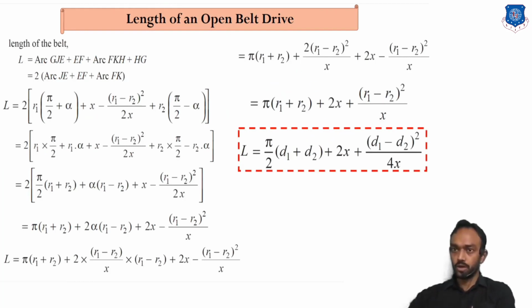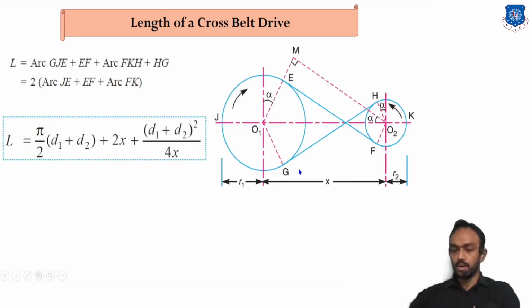So what will be the difference? You can see here there is a minus in this equation. First of all, pi by 2 d1 plus d2, pi by 2 d1 plus d2, 2x, d1 minus d2 square upon 4x. Remember that only one minus is there, d1 minus d2. And in cross belt, check this, there is a plus, the only difference is that. Same method you can derive this. So we are not explaining this theory.